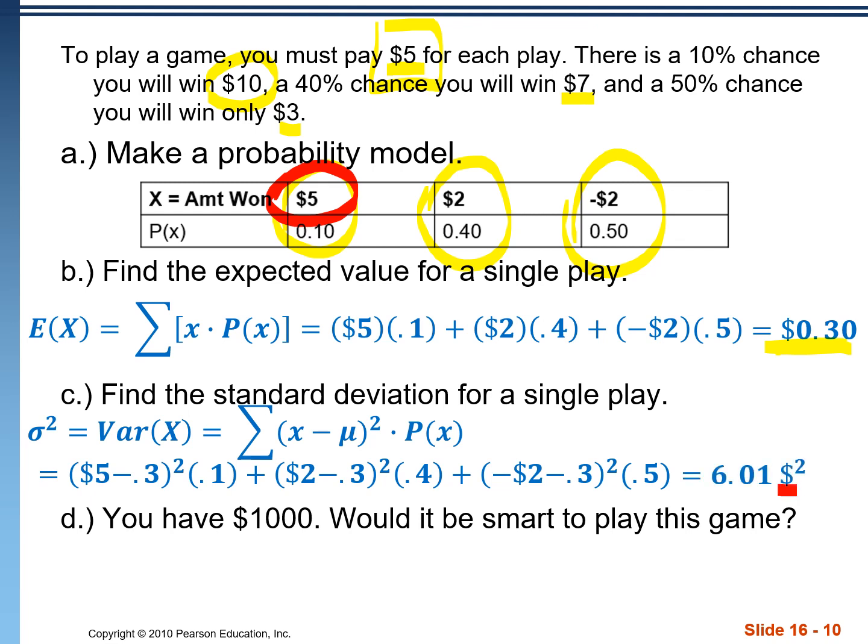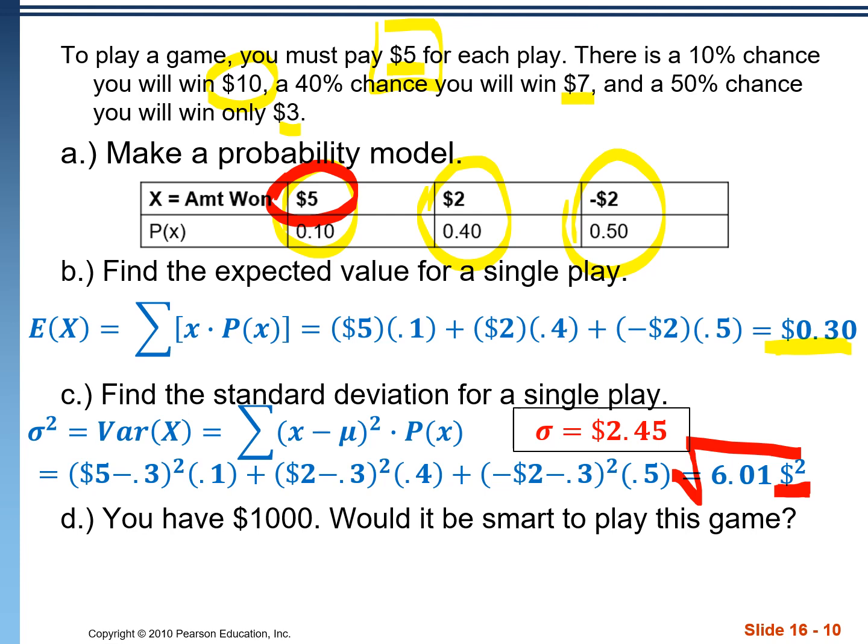Now I wrote this over here just to note that when we're dealing with variance, we're dealing with square units. So this is really 6.01 square dollars. It's a concept that doesn't really make sense. That's why we don't use variance. We want to square root this to get to the standard deviation of $2.45.